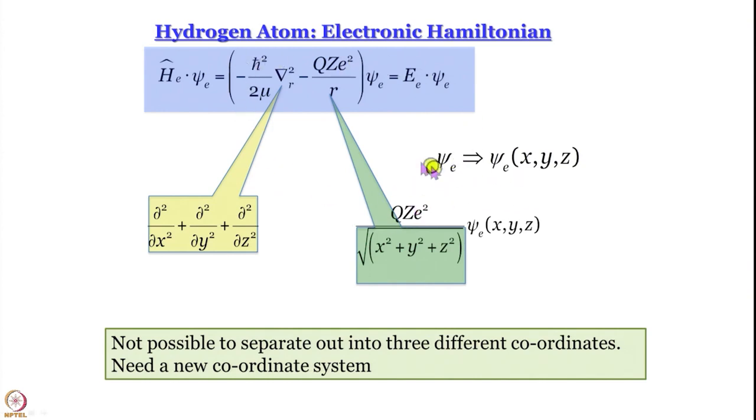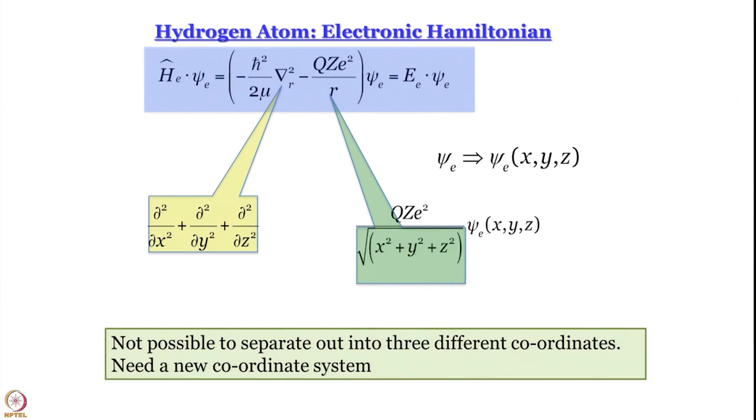This is where we had arrived, and then we realized that there is a problem. So, this del r square is not a problem because you can write it as del 2 del x 2 plus del 2 del y 2 plus del 2 del z 2. The problem lies with this small r in the denominator because it is square root of x square plus y square plus z square. How are we going to separate this? So, if we persist with the Cartesian coordinates, then we really cannot proceed further.